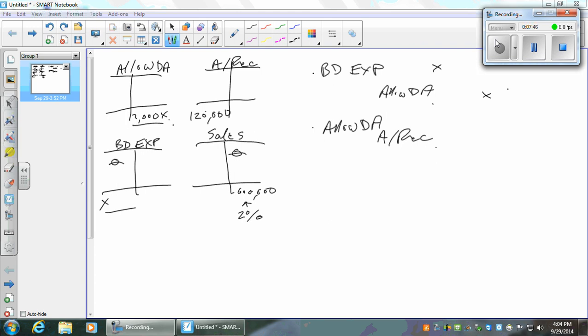$3,000? No. 12,000. Okay. Maybe half of it, right? 2% is going to be $12,000, right? What's going to be $12,000? Yeah. I want this account to be $12,000. I already know one of the answers. No kidding. Bad debt expense is $12,000.